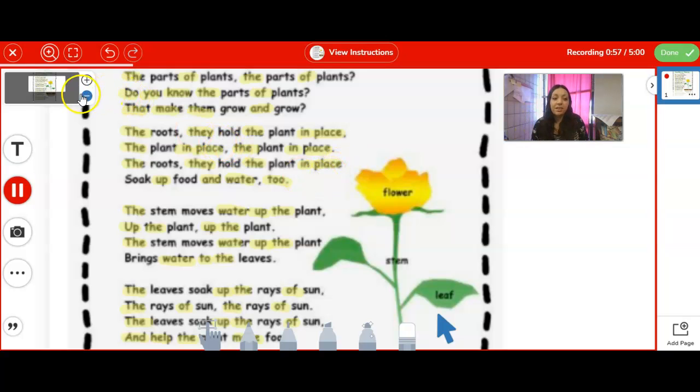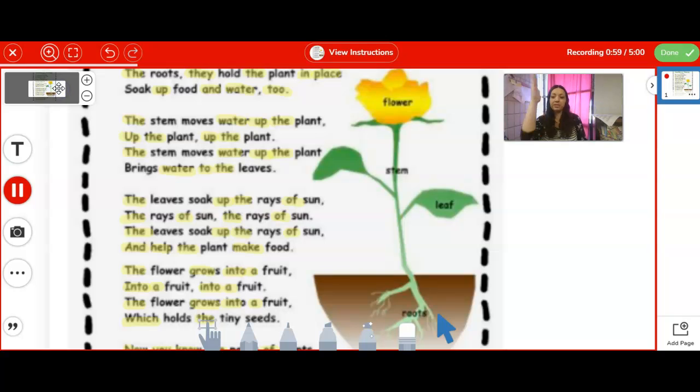Very good. And then we move down to our next, remember our stem. The stem moves water up the plant, up the plant. The stem moves water up the plant, brings water to the leaves. Now we're at our leaves. The leaves soak up the rays of sun, the rays of sun. The leaves soak up the rays of sun and help the plant make food.